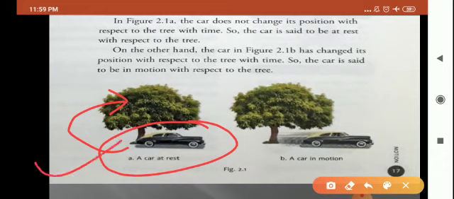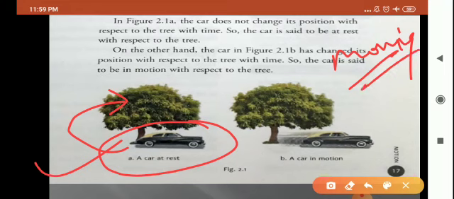Now, which objects are said to be in motion? Moving objects are said to be in motion. First of all, I'll tell you which objects are in motion. Moving objects are said to be in motion. Okay, children? So this car is moving with respect to a fixed point or an object in its surrounding with time. Or I can say that the position of the car is changing with time.